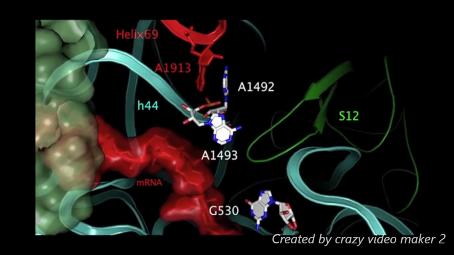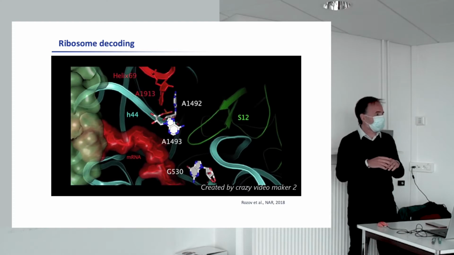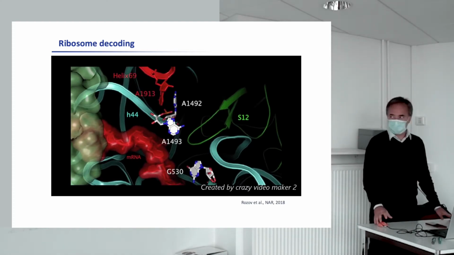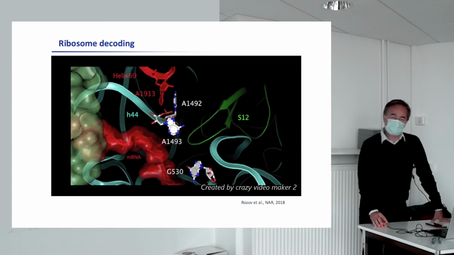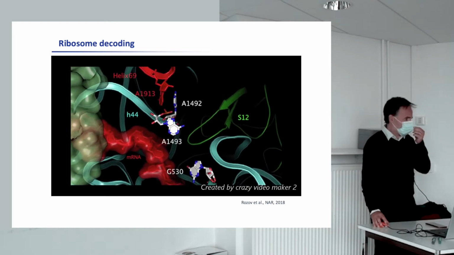So this is not yet a formed decoding site on the A site. It's not yet formed because you see here several nucleotides that are labeled. We have nucleotides of helix 44 of the 16S, A1493, A1492, and G530 of the 530 loop. Then there is one nucleotide from helix 69 of the large subunit, A1913. So they are not yet in the right position.